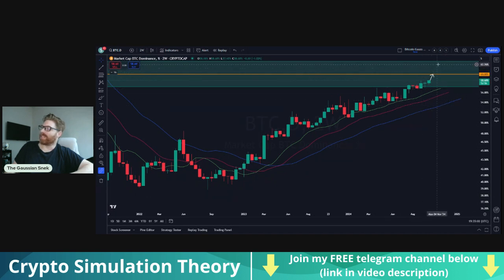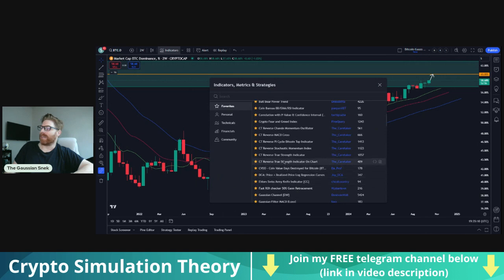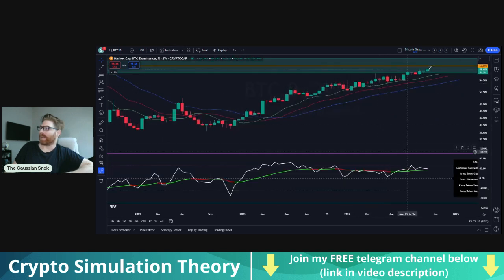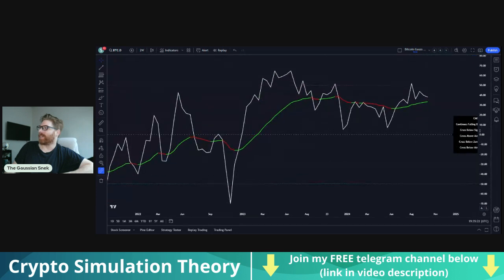I think the good news is that Bitcoin dominance is running out of steam, and this is on a 2-week time horizon. I don't think it has much gas left in the tank. I think it is almost done. So what I'm going to say is that Bitcoin dominance should have its last stand this quarter, and then I think it's going to roll over. In fact, if you look at the reverse Chande momentum oscillator, this looks like an actual head and shoulders pattern forming.